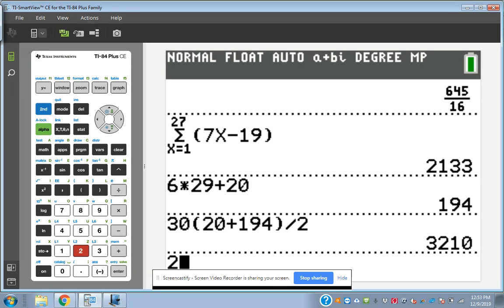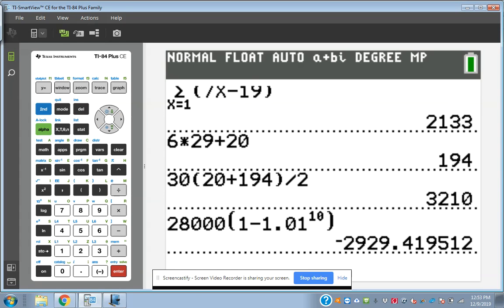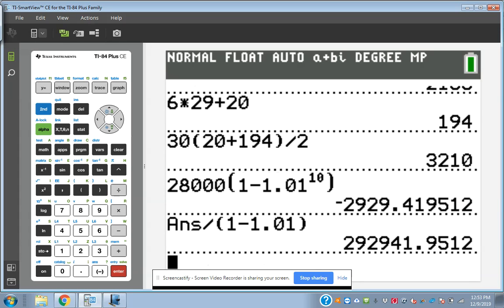So I'm going to go to the calculator: 28 grand times 1 minus 1.01 raised to the 10th. Oops, parentheses in a different spot. And then I'm going to divide that by 1, parentheses, 1 minus 1.01. The answer is $290,941.95.